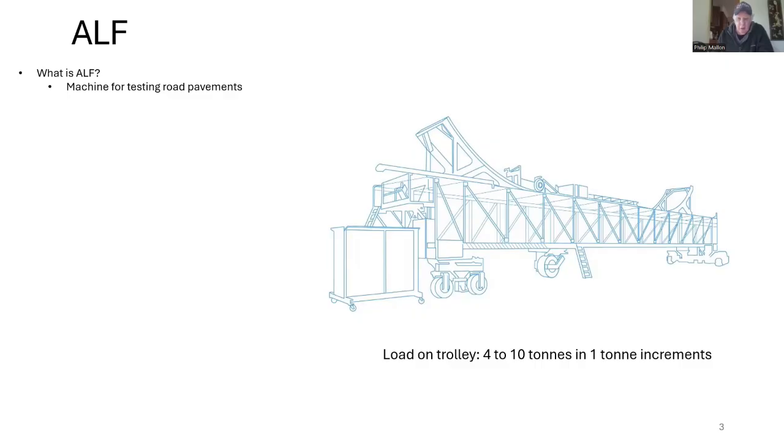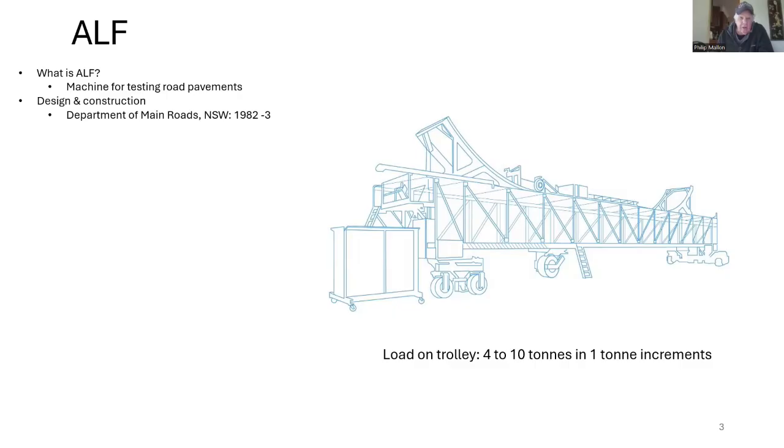So there's a load on a trolley that goes from 4 to 10 tons in 1 ton increments. And the idea is you could have a look at the impact of loading and different masses on a trolley and what damage that could do to a road.